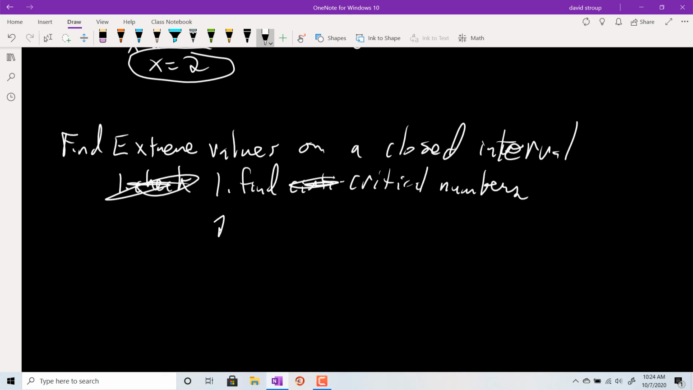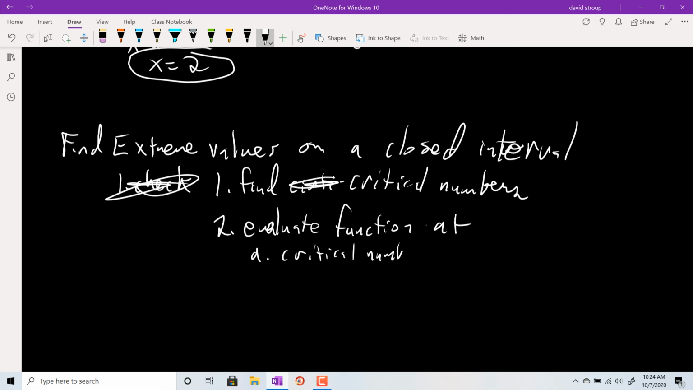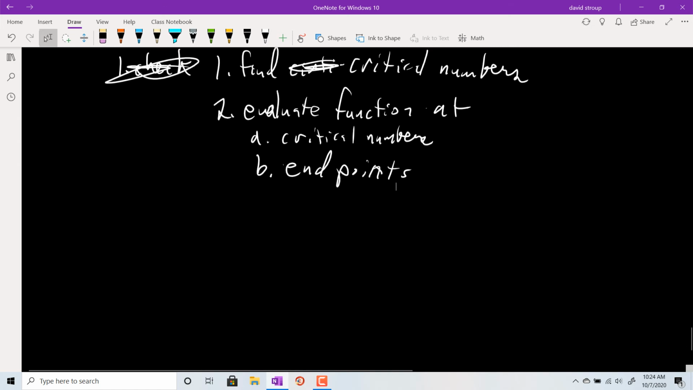And then secondly, you have to evaluate the function at first the critical numbers. And usually that's the only place you're going to find maxes and mins. But when you're on a closed interval, you'll also have to check the endpoints. But that's really the only time. Otherwise, it's always just about critical numbers. Okay, so let's take a look at some examples.